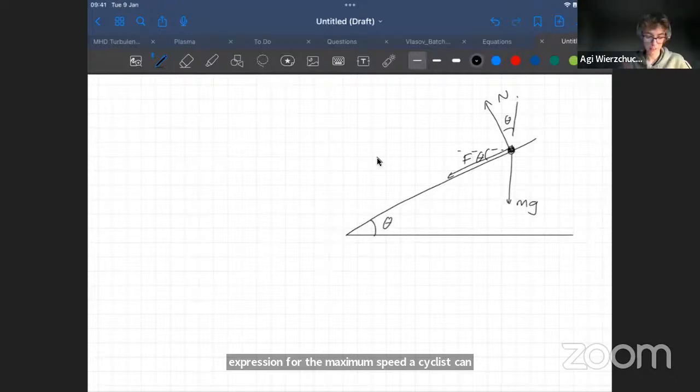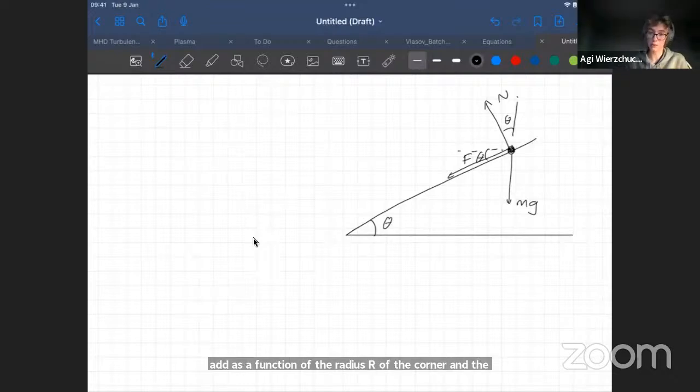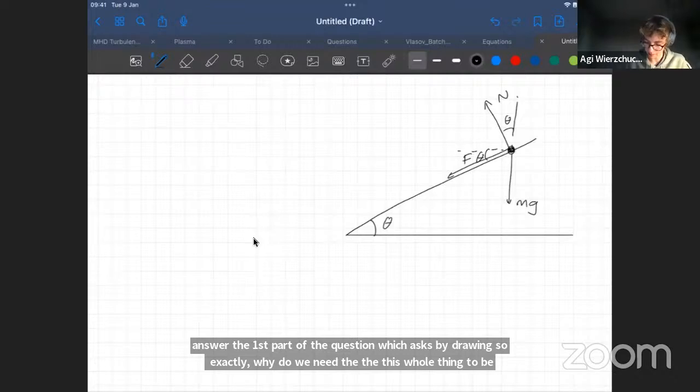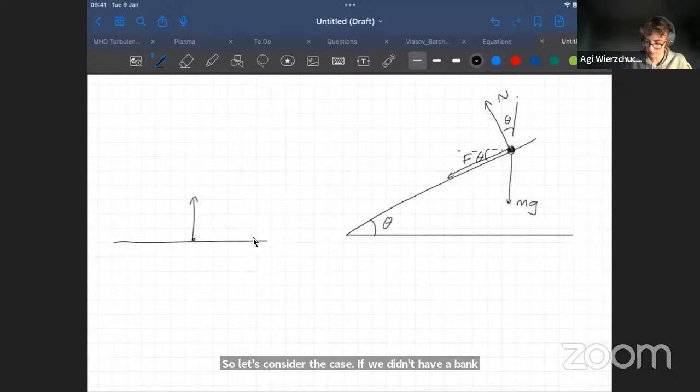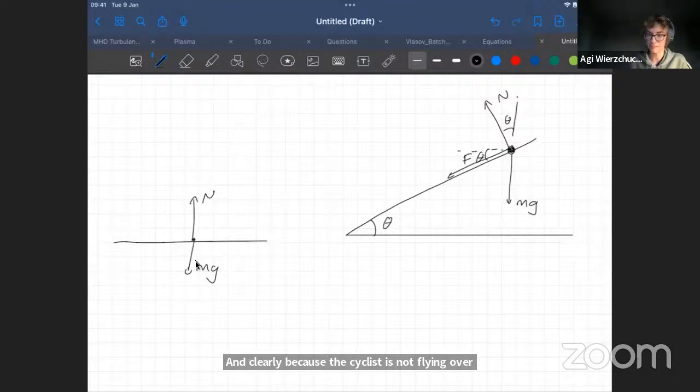So let's answer the first part of the question. Exactly why do we need this whole thing to be banked? Let's consider the case if we didn't have a bank. We would have the natural reaction force here, and then just the weight mg. Clearly, because the cyclist is not flying anywhere, in this case N has to be equal to mg.